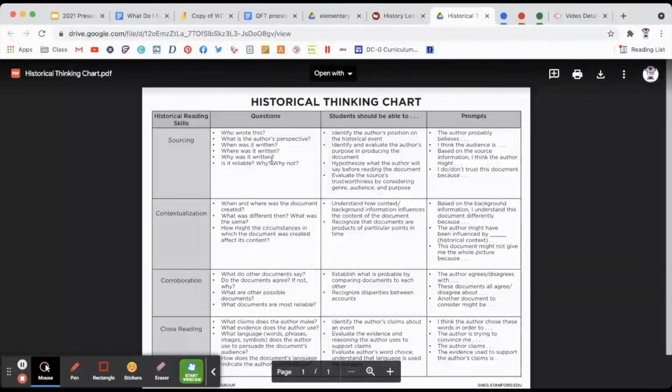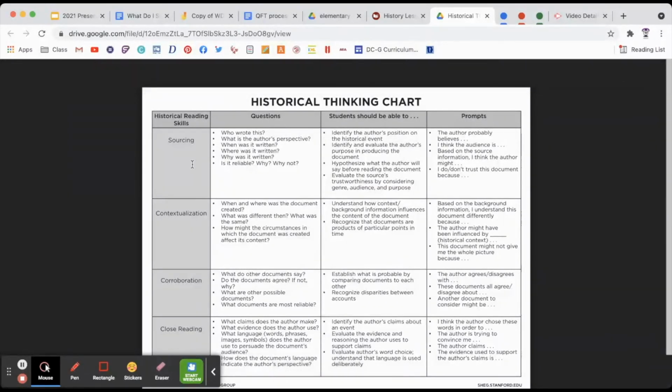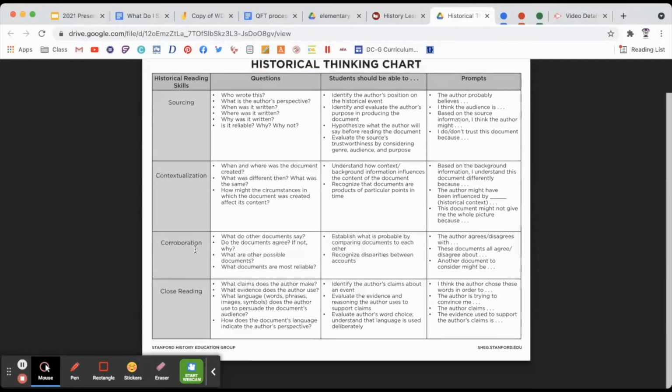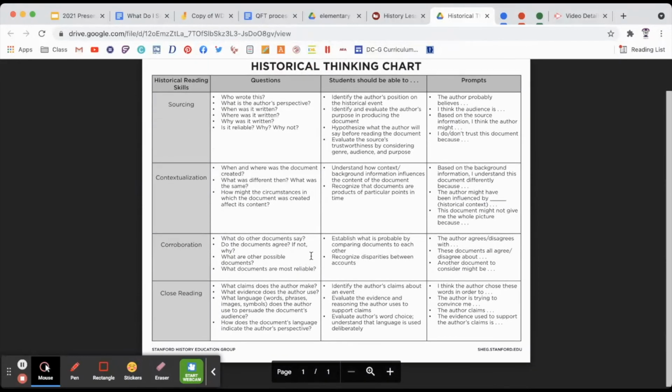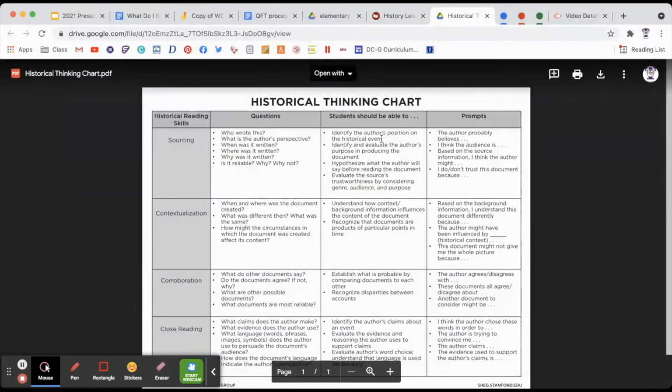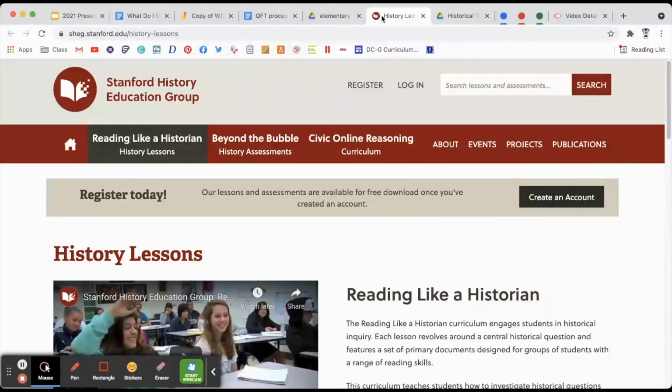Okay, and within this, there's specific questions for sourcing. So looking at who created the source, when, and some whys. There's some contextualization, corroboration, and close reading strategies. We've got some prompts and we've got some general student learning objective goals. And I'm not going to leave this up any longer just for copyright issues. Please consider going to SHEG and gaining a free account. That way you can use that resource, especially if you have students probably grades 5 and up. It's a really nice source.